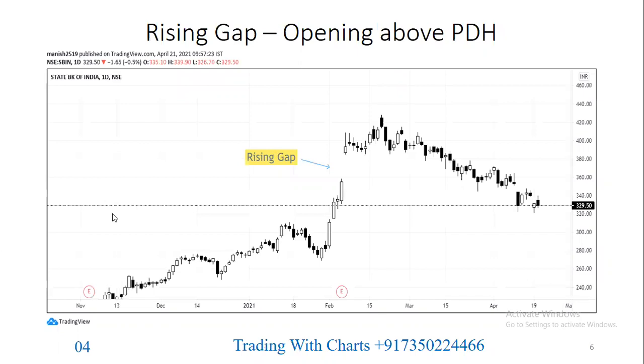Let me show you one example. This is the price graph of State Bank of India. Now, after the budget session, see what happened. This stock has given a rally of almost 50% in less than 20 trading sessions. And in between, you can see the gap area on the graph. This is the daily time frame. On this day, this is the bullish candle. Next day, you can see price directly opened well above PDH. Opening is above this candle high, so we can say opening is above previous day high, and you see the gap area. So this is called a rising gap, as opening is above PDH.